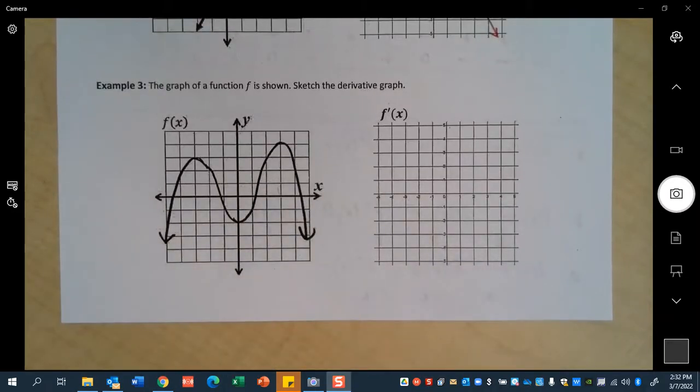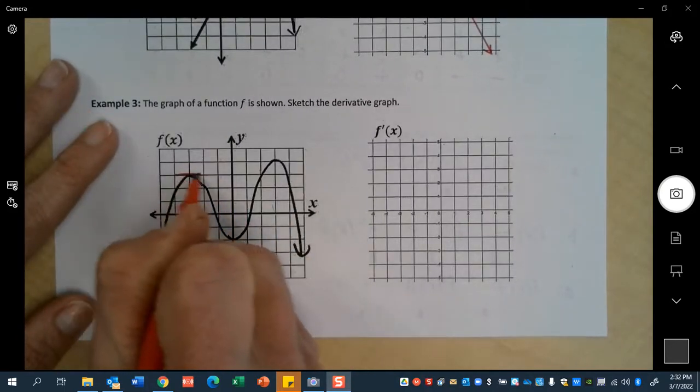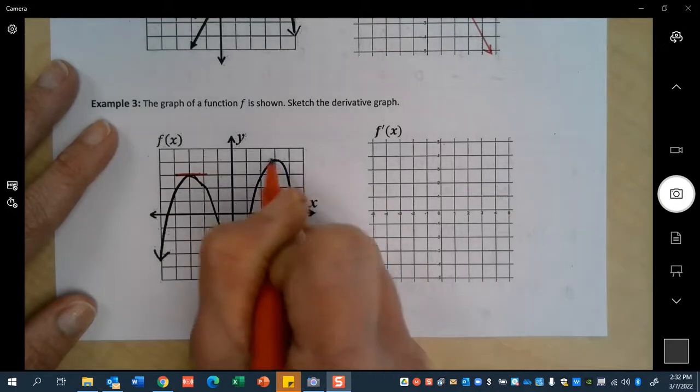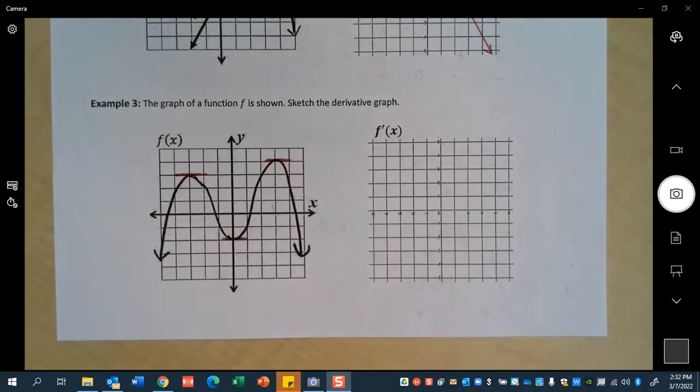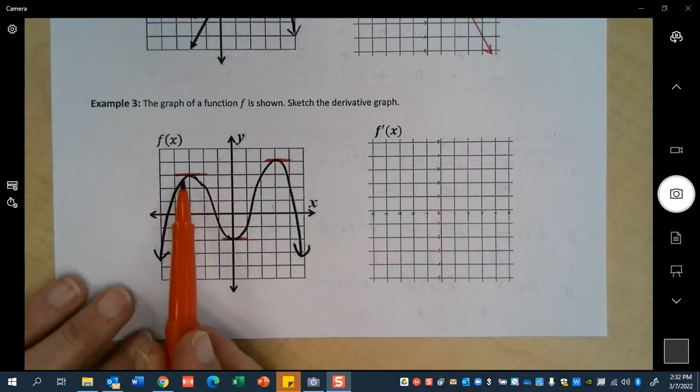The graph of a function is shown. Let's sketch the derivative graph. So let's talk about some things that I know are super important. If I look at this, and this, and this, what did I just draw with my red pen? The place where it's a critical point. It's a place where what? The slopes are equal to 0. Veronica says, I agree. That is the place where the slope of my tangent line is equal to 0.